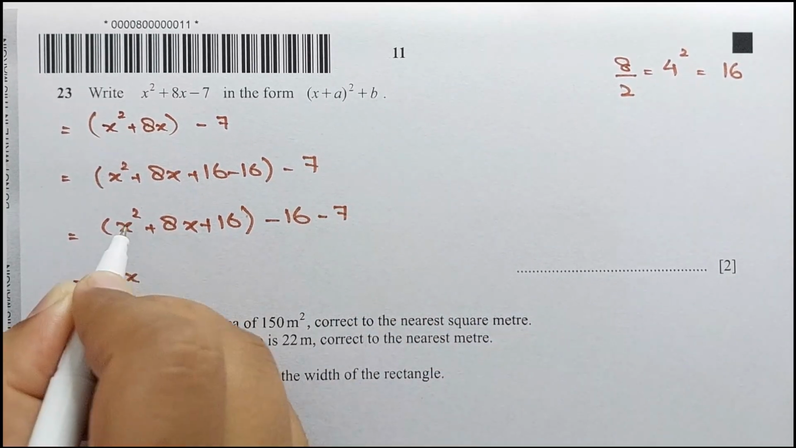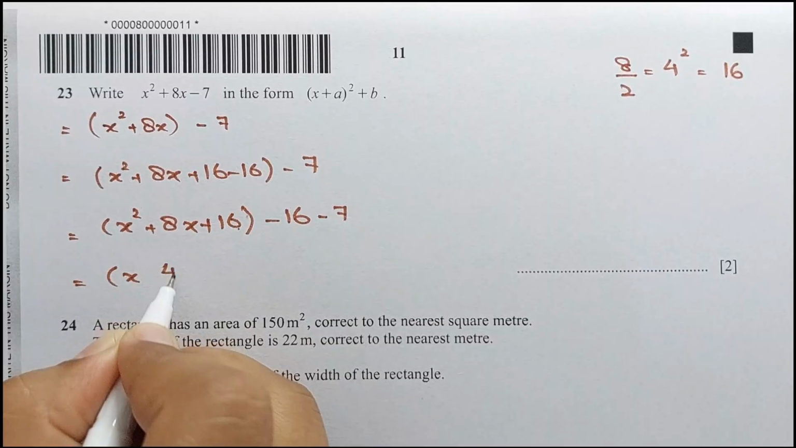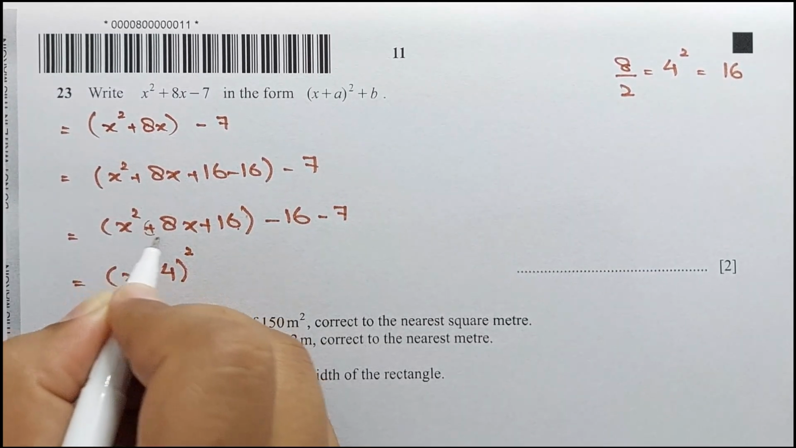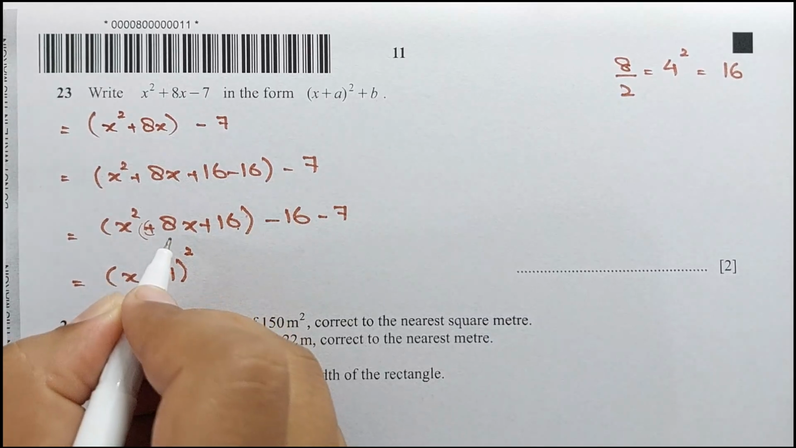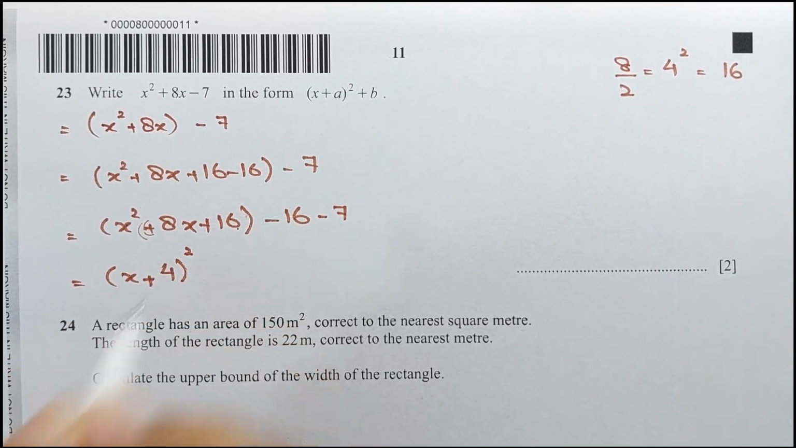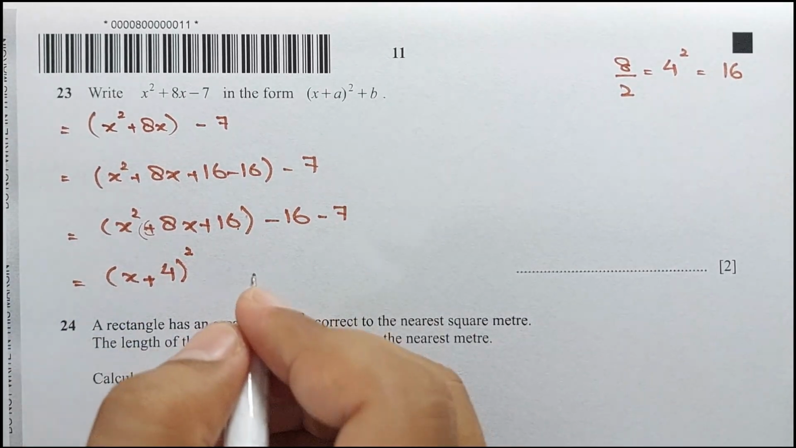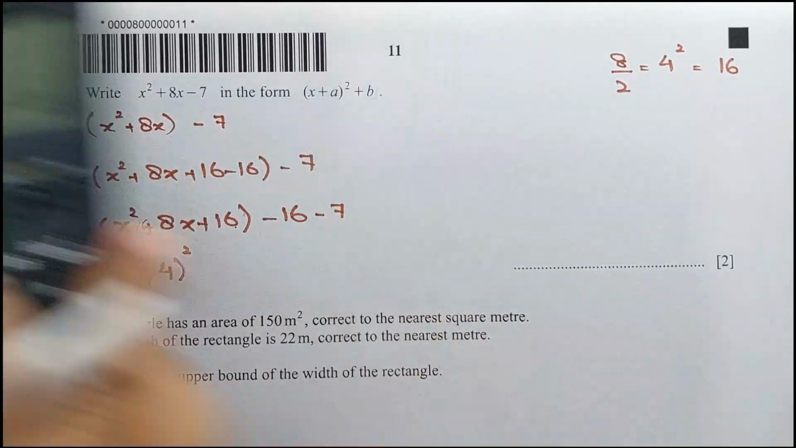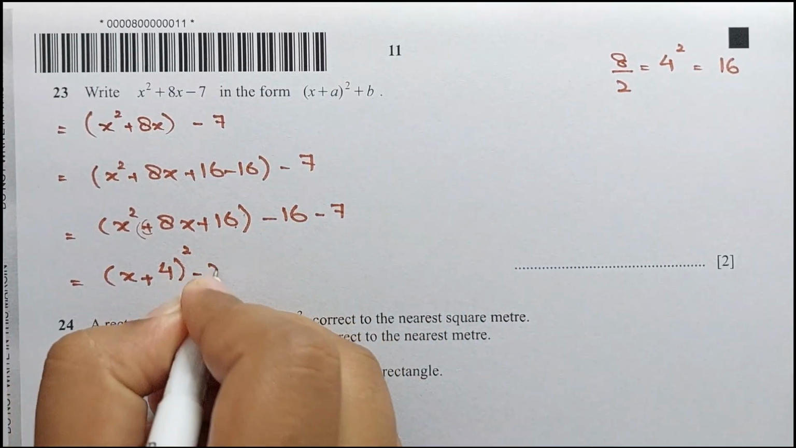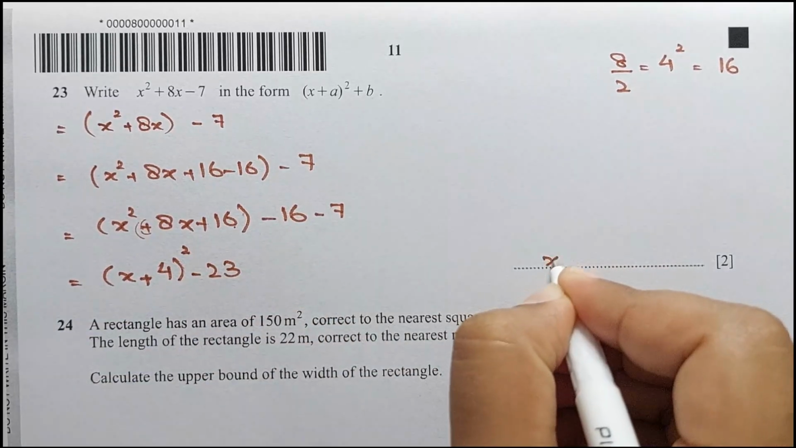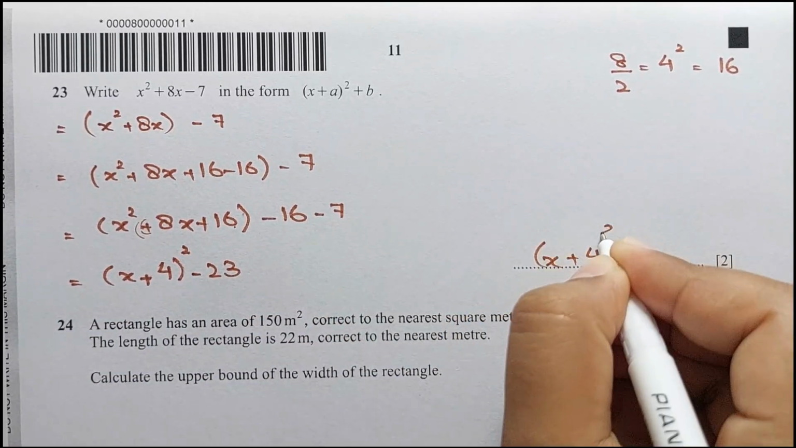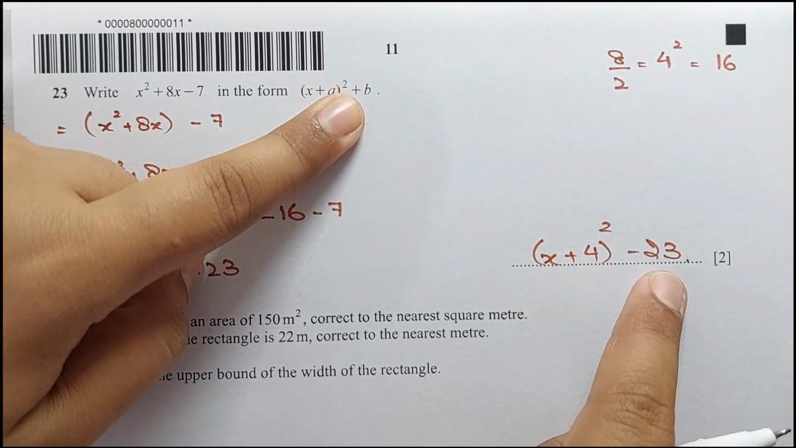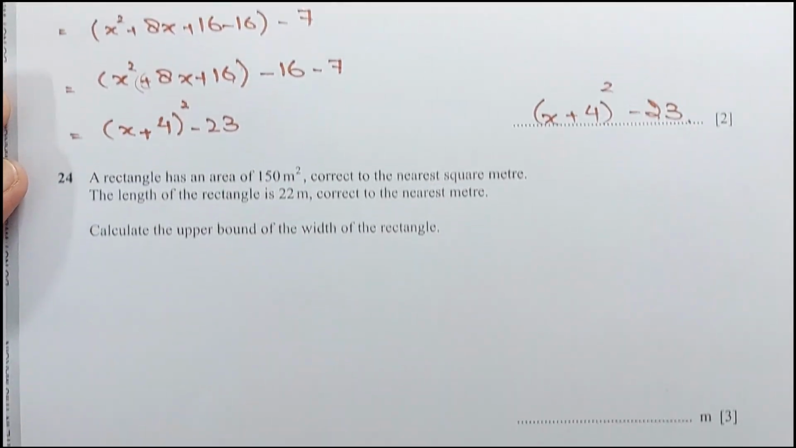Now this is x squared, and 16 is the square of 4. The middle term has a positive sign, so this is x plus 4 whole squared. And what is negative 16 and negative 7? Minus 16 minus 7 is minus 23. So this is in the form of x plus 4 whole squared minus 23. You can see the a value is 4 and the b value is negative 23.